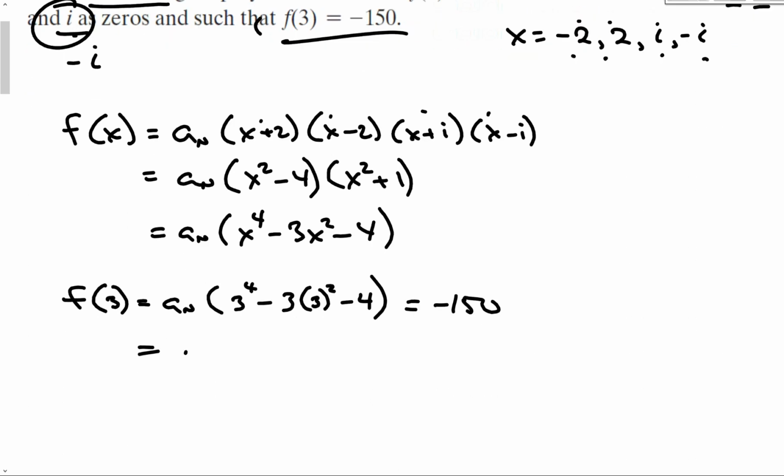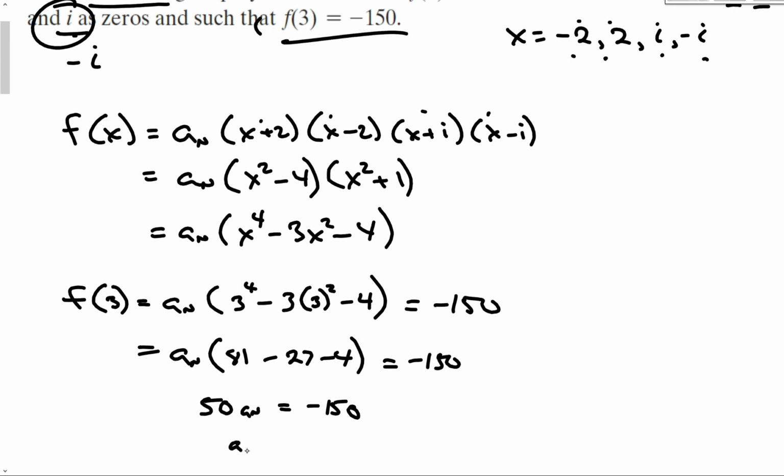So we got a sub n is equal to 81 minus 27 minus 4, which is 50. So that's 50 a sub n is equal to -150. Divide out the 50, so a sub n is going to be equal to -3. Which means that my polynomial function becomes -3 times x to the 4th minus 3x squared minus 4.